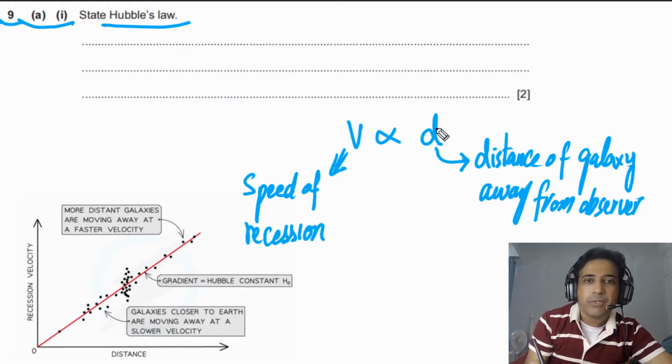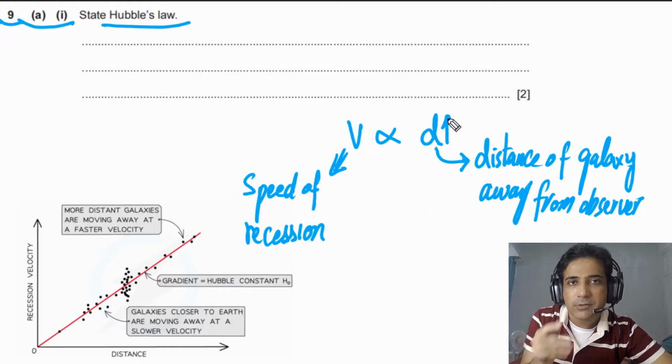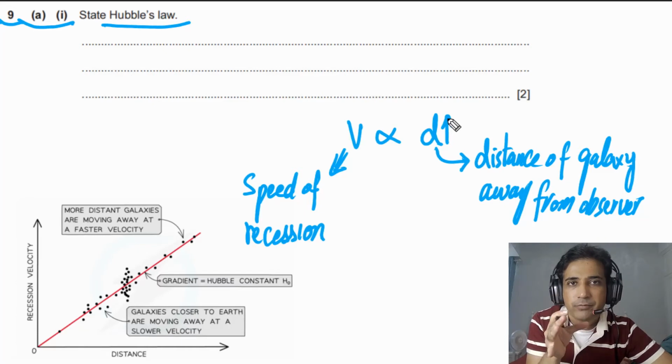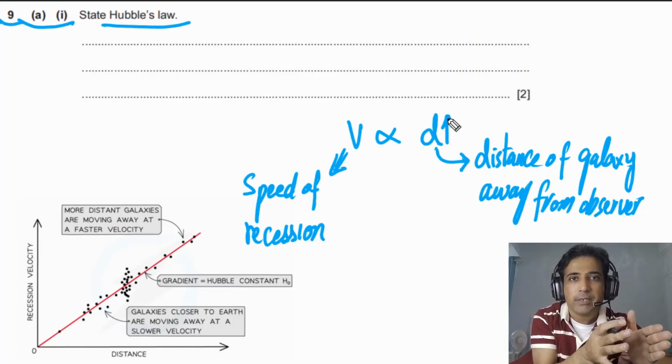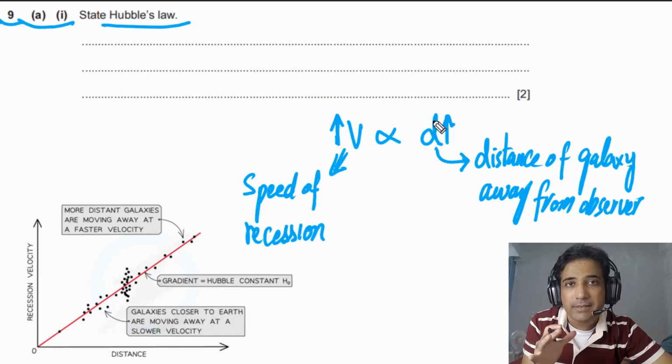It simply means that if d is greater, meaning the galaxy is far away from the observer, it means that the galaxy is moving faster as compared with a galaxy that is nearby to the observer. So as distance increases, speed also increases, meaning the recessional speed increases. So the distant galaxies are moving faster than nearby galaxies.